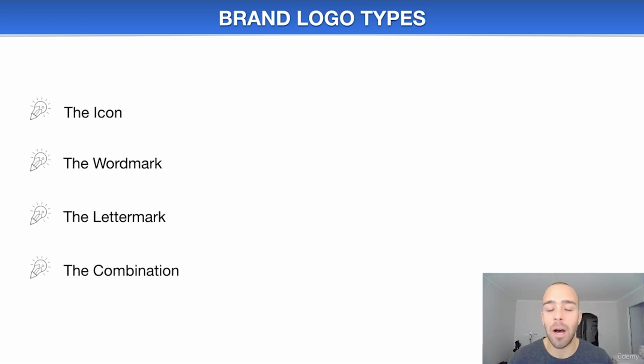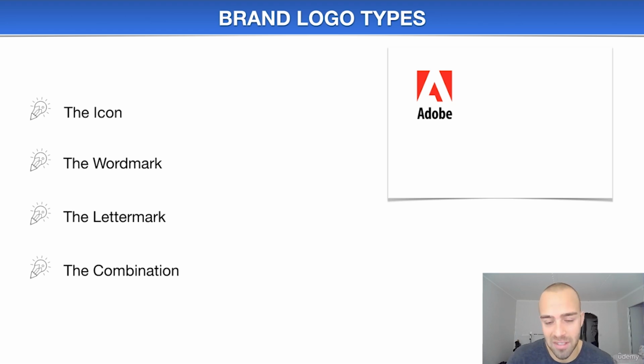And then we're having the combination type of logo. That is when you're combining an icon with a word mark, just like Adobe, for example. You can recognize them just by looking at their logo, and you can also recognize them just by looking at their word mark, their name.